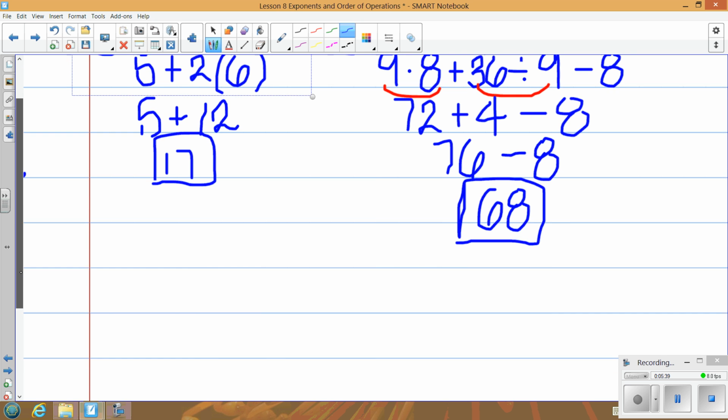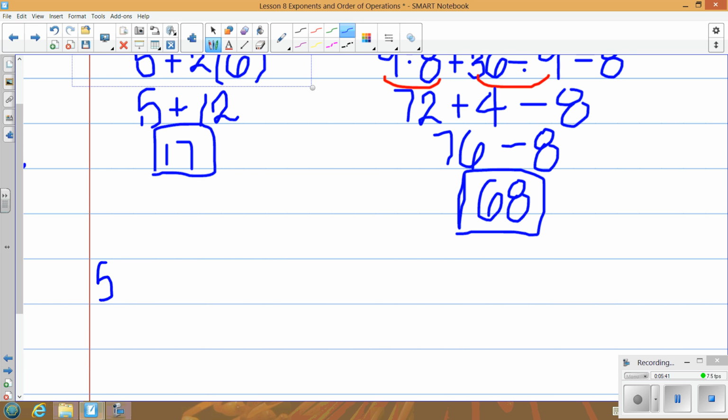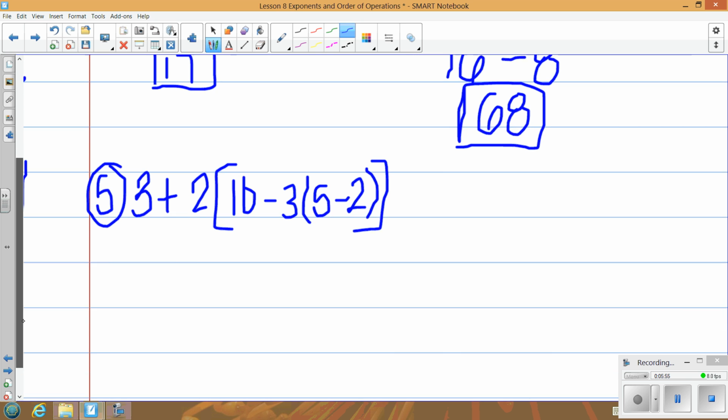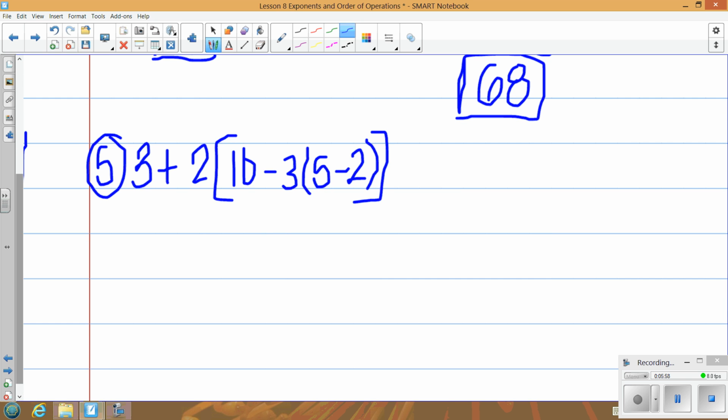And then one last example here. So 3 plus 2 times [10 minus 3 times (5 minus 2)]. Okay, so here's an example where we have two sets of parentheses. These square brackets are just representing more parentheses. So when you do something like this, parentheses is the first order of operation. But when I look inside the big bracket, I have another set of parentheses, which means those parentheses are actually going to come first. So this is going to be 10 minus 3 times 3.